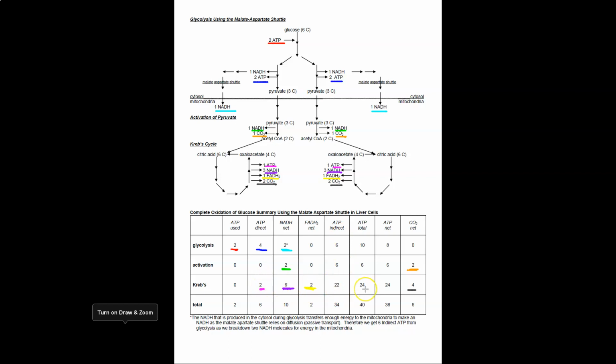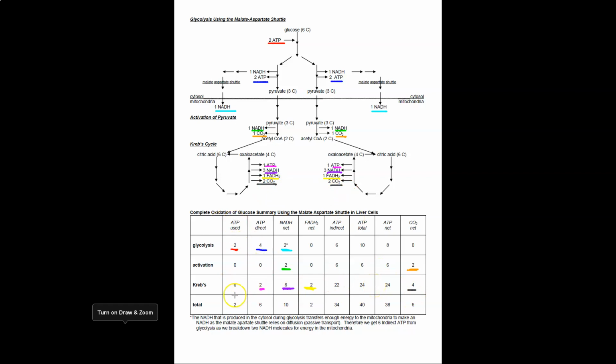22 plus 2 is 24. That's my total. 24 minus 0 is 24. That's my net ATP. And then my CO2 is 2 plus 2. That's 4. That's all for Krebs. Now we can add everything up.